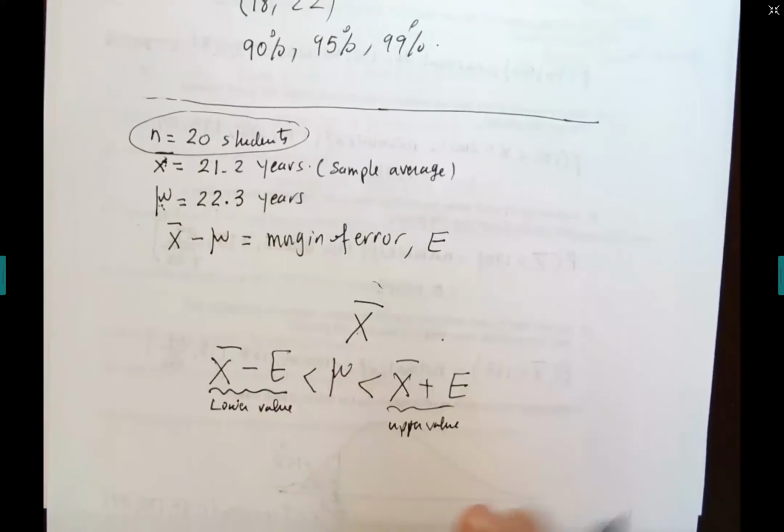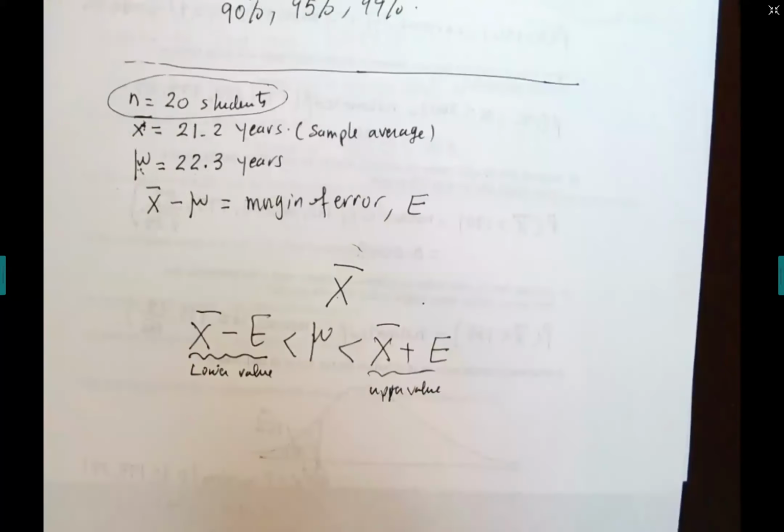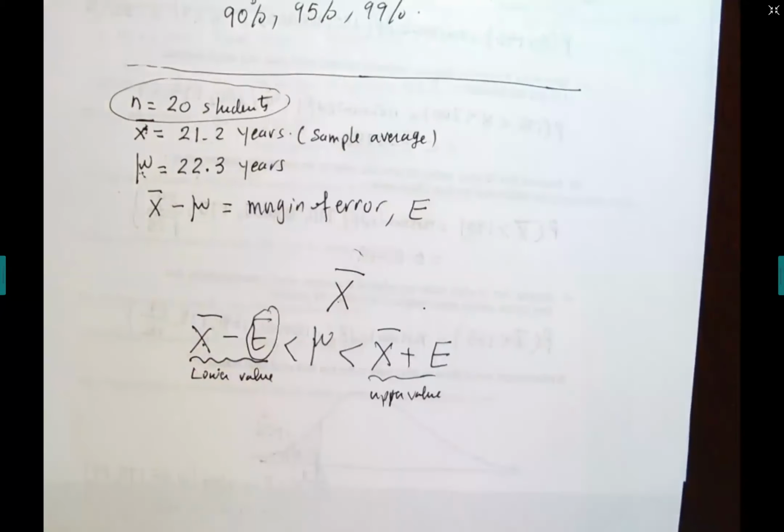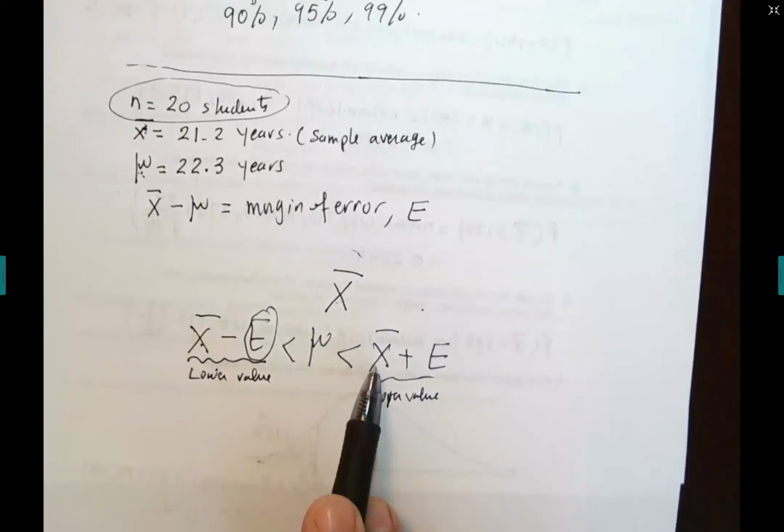So when you find the interval, guys, you will be given X bar. Your task is only to find E. And once you find E, you do X bar minus E, X bar plus E, you are done, and you have what we call a confidence interval. Now let me show you how to find E.